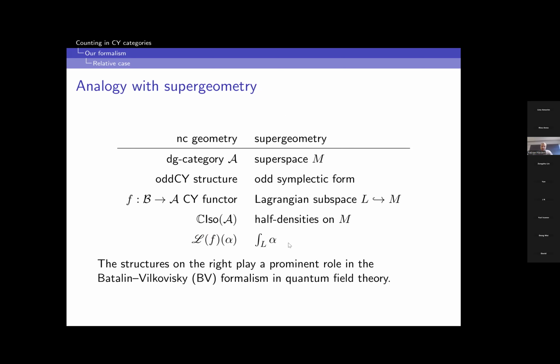Yeah, and these structures on the right appear in the Batalin-Vilkovisky formalism for quantum field theory. As I understand, in quantum field theory all of these things are also infinite dimensional, but what happens is that you pick one Lagrangian subspace and the integral doesn't make sense, so you deform that Lagrangian subspace by some isotopy, and then suddenly the integral does make sense, and by invariance under isotopy, the two integrals should be the same, even though one is ill-defined and the other is well-defined.